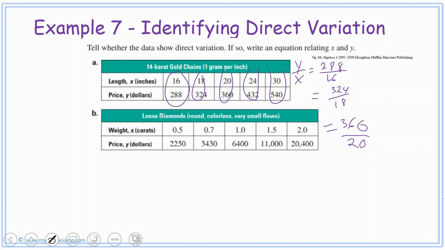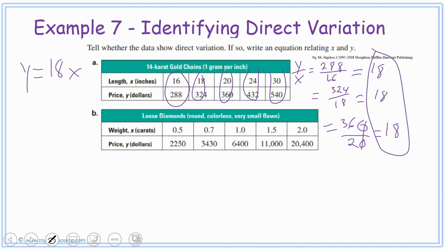So 288 divided by 16 is equal to 18. 324 divided by 18 is also equal to 18. And then 360, and you could do this one quick, cancel out the zeros. 36 divided by 2 is 18. And you could keep doing that, but once you get 3, you know you're on the right track. So because they all have the same common multiple, it means you have y equals 18x. Right? 18 times 16, 288. 18 times 18, 324. 18 times 20, and so forth. So this one is direct variation.